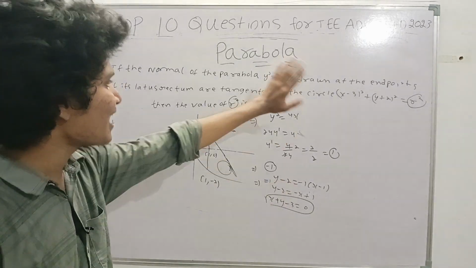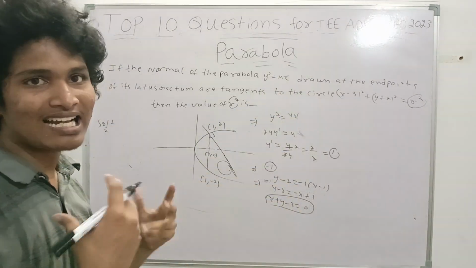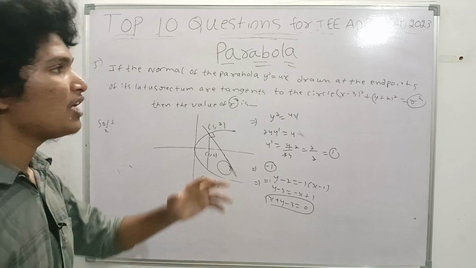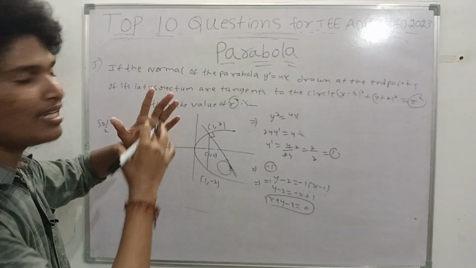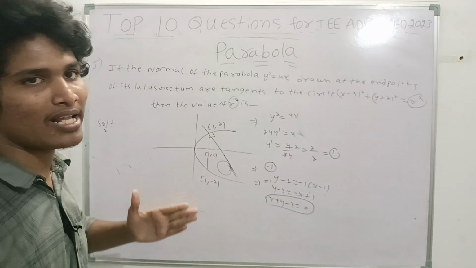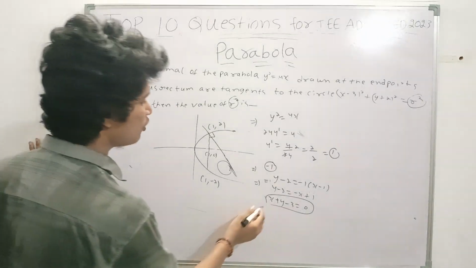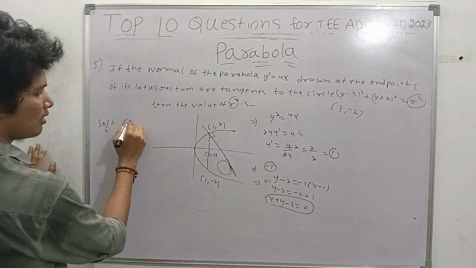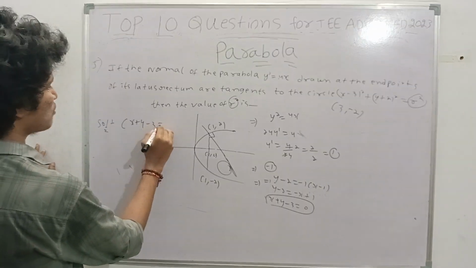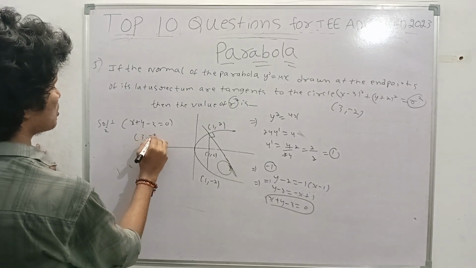This equation is a tangent to this circle. So what is the condition for tangency? If we drop the perpendicular from the center of the circle to any line, if that distance is equal to the radius, it will be the tangent. So now I am doing this. What is the center here? It will be 3, minus 2. And what is the line here? x plus y minus 3 equal to 0. And what is the center? 3, minus 2.